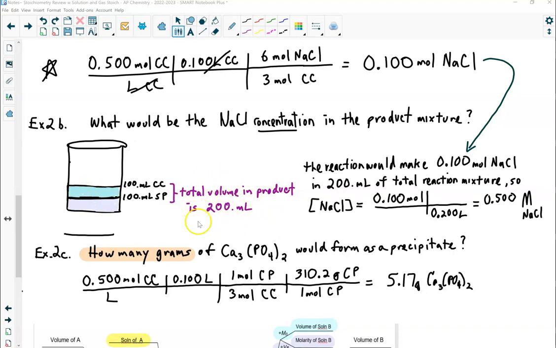So you're thinking about the concentration. The molar concentration of sodium chloride will be the number of moles of sodium chloride, in this case 0.100 moles. And that 0.100 moles will be in 0.200 liters, that's 200 milliliters. And so the concentration of sodium chloride that would be made in this reaction mixture would be 0.500 molar NaCl.